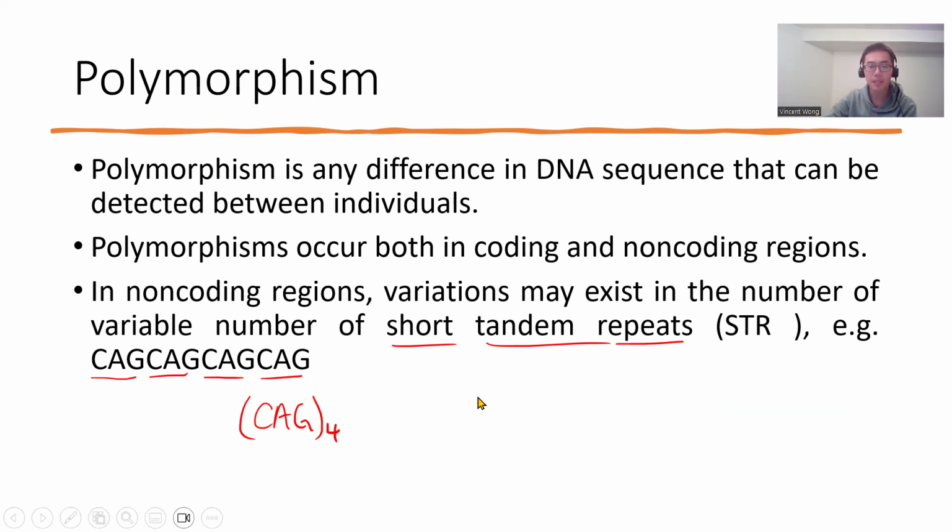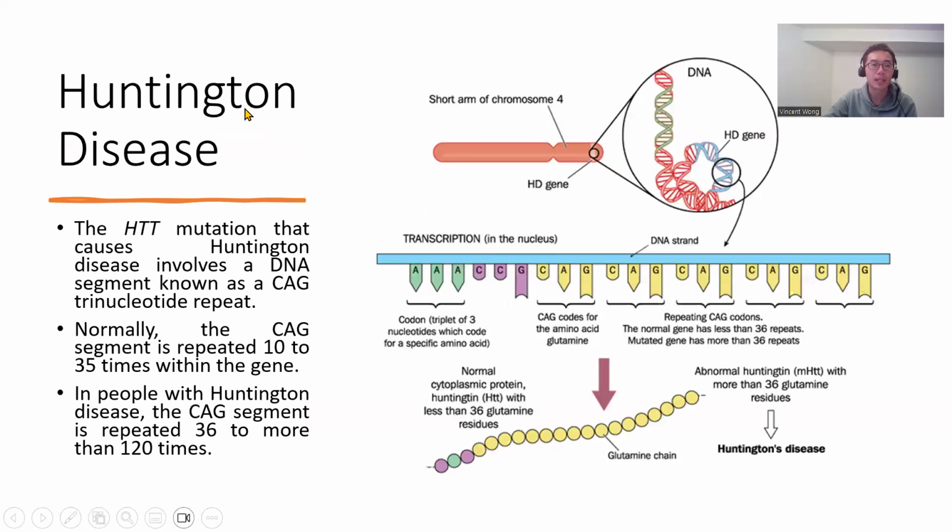Most of the time these repeats don't cause any problem, but sometimes they can cause problems. There is a disease called Huntington disease, which you might have heard of. It's a neurodegenerative disorder, like Parkinson's and Alzheimer's. There's a gene called HTT, and in the HTT gene, there is a tandem repeat of CAG.